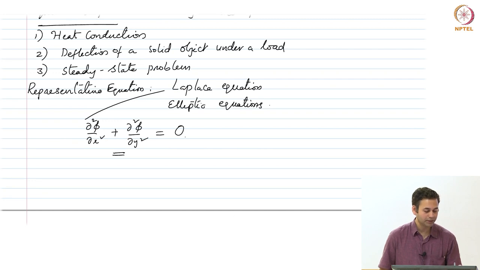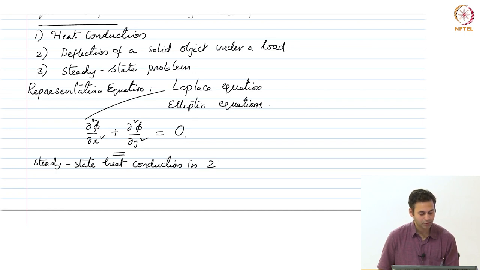Now what does this represent? This represents, as we discussed, the steady state heat conduction in two dimensions. Are there any other physical behaviors this can be used to describe that you have come across in fluid mechanics? The Laplace equation, irrotational flow, right? We had del square phi equals 0 in irrotational flow. If you have del square phi equals 0, this is the governing equation for irrotational potential flow, essentially irrotational and incompressible flow.